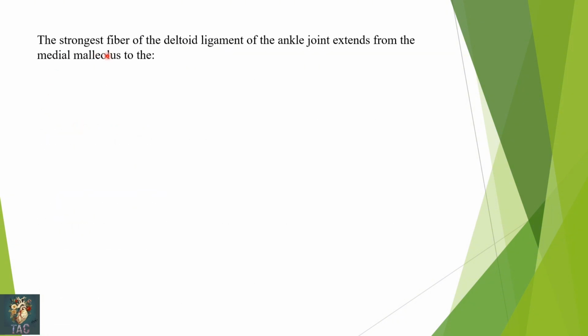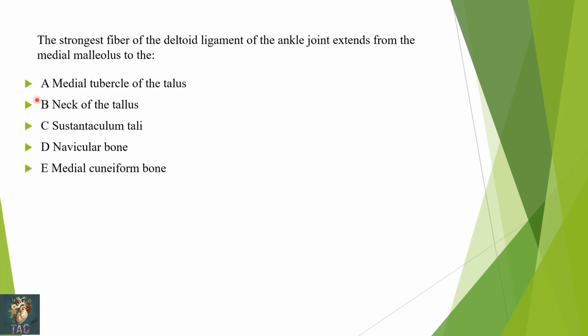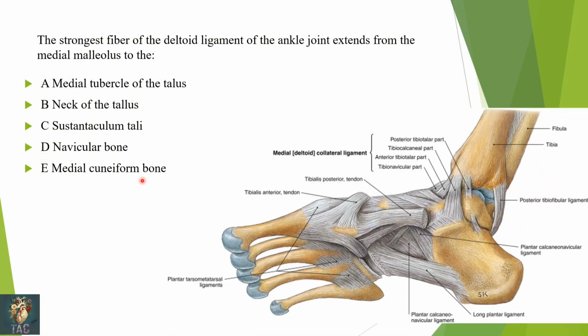Next: the strongest fiber of the deltoid ligament of the ankle joint extends from the medial malleolus to the medial tubercle of talus, neck of talus, sustentaculum tali, navicular bone, or medial cuneiform ligament. Look at this: this is the medial collateral ligament, and it is different from the posterior tibiotalar ligament and the anterior tibiotalar ligament which is present over here. This is attached to the sustentaculum tali, which is the strongest fiber of the deltoid ligament. So this is the answer.